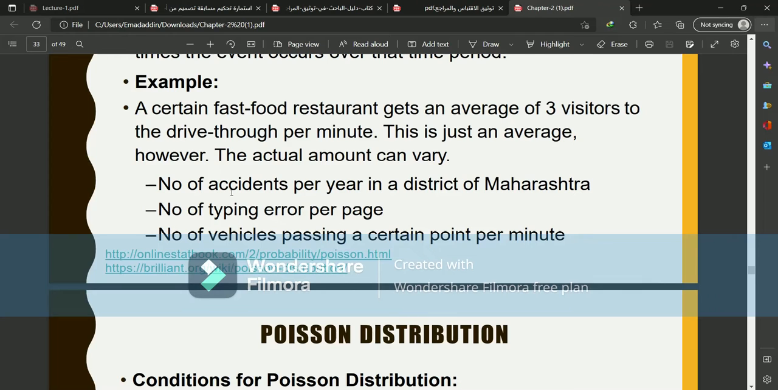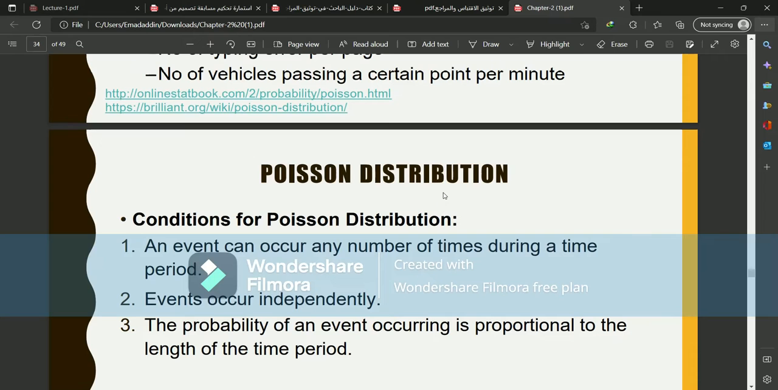Number of accidents per year in this district of Maharashtra. Number of typing errors per page, and number of vehicles passing a certain point per minute. Poisson distribution.